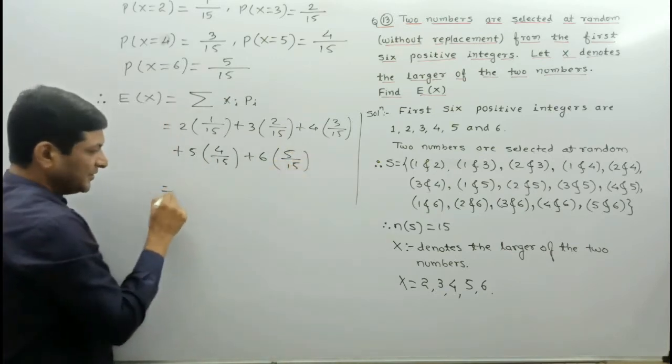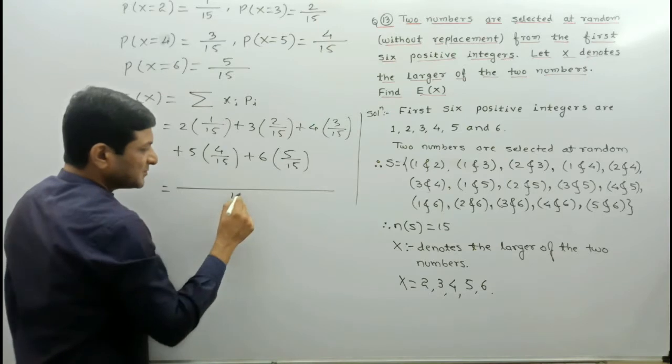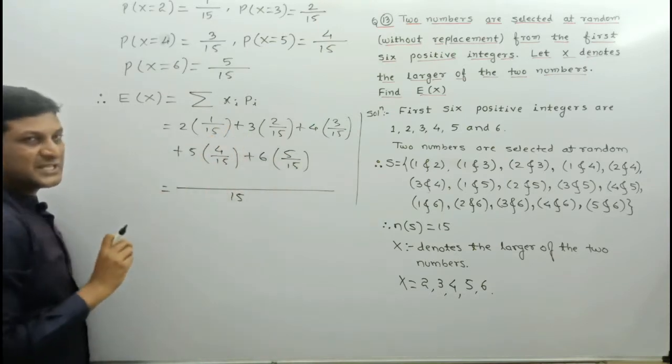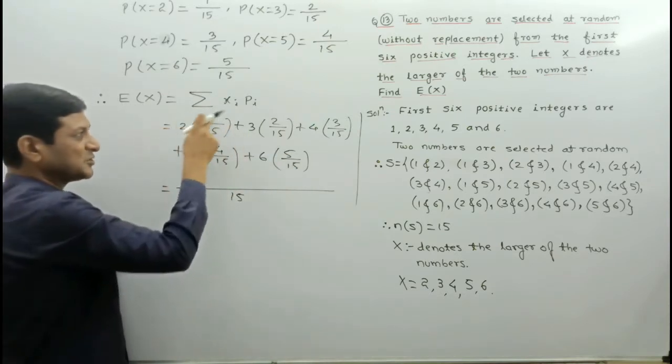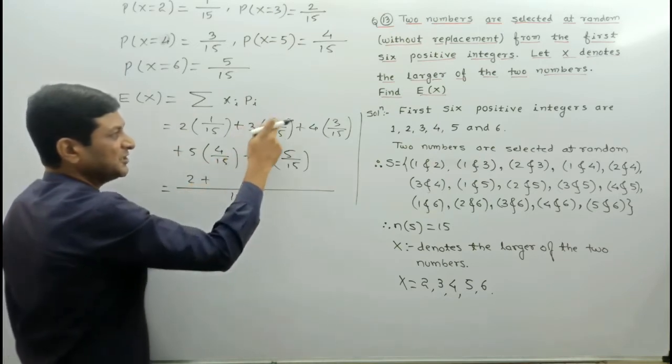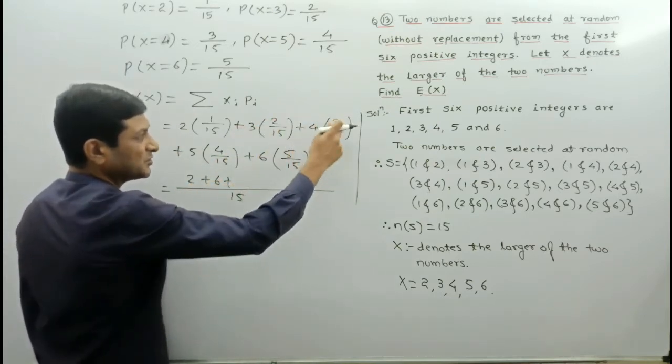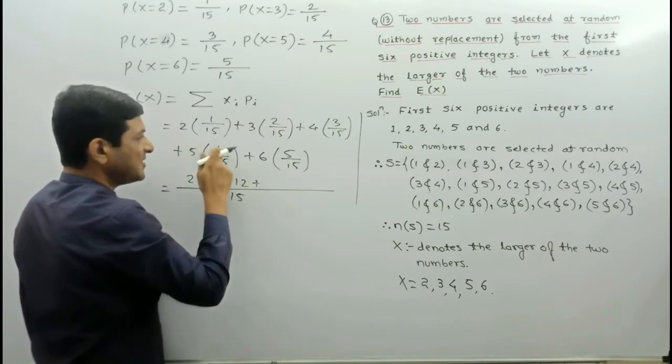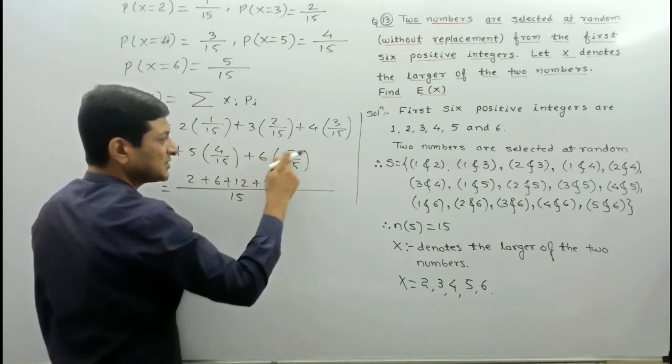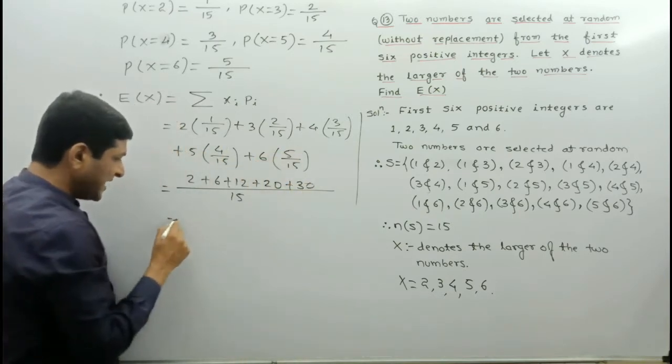So which is equal to, the denominator of all the terms is the same. Now take the addition of numerators. 2 into 1 is 2 plus 3 into 2 is 6 plus 4 3s are 12 plus 5 4s are 20 plus 6 5s are 30. Let us check what addition we are getting.